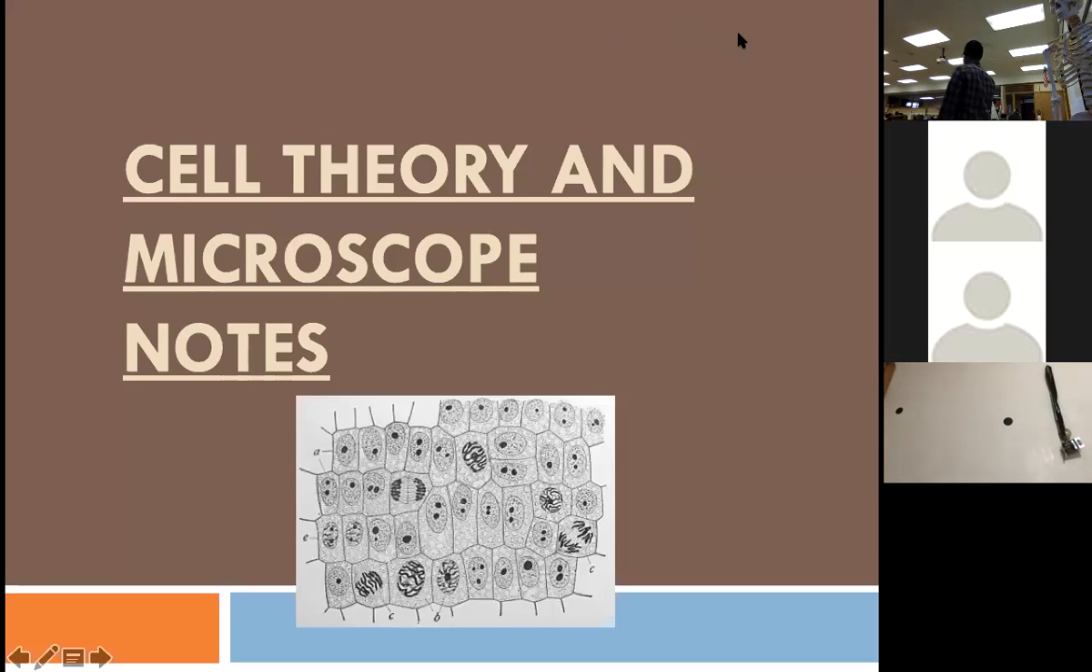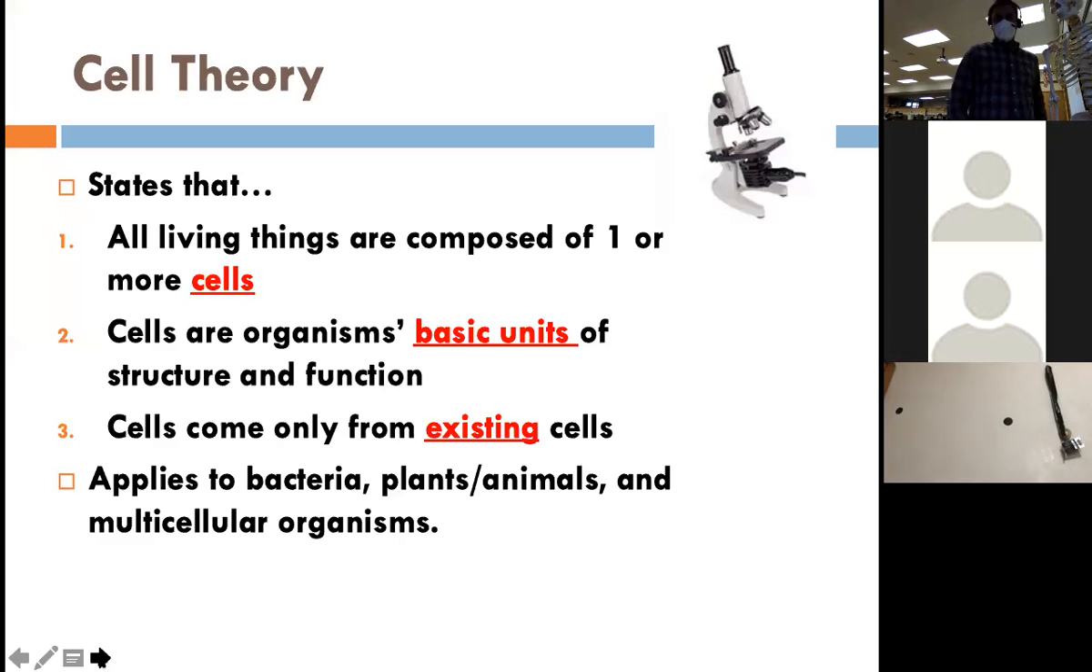The technological advances of the microscope have allowed us to learn and know about cells. Now, one of the most important foundational theories in biology is called the cell theory, and it has three parts. The first part says all living things are composed of one or more cells. We've talked about that already this year because remember, that's one of the strongest pieces of evidence that prevent scientists from considering viruses to be alive.